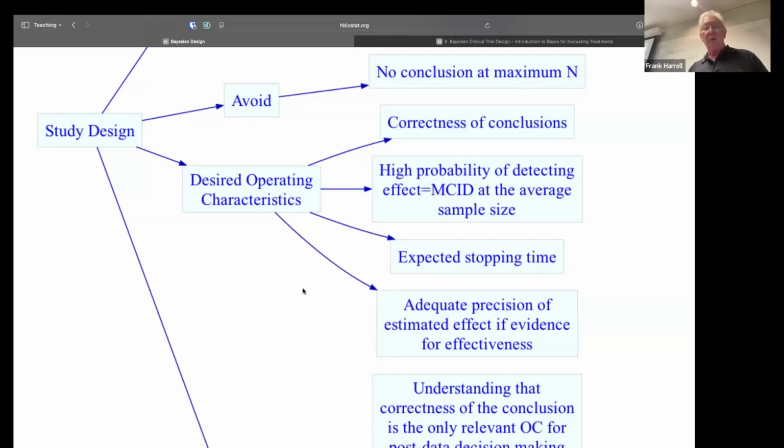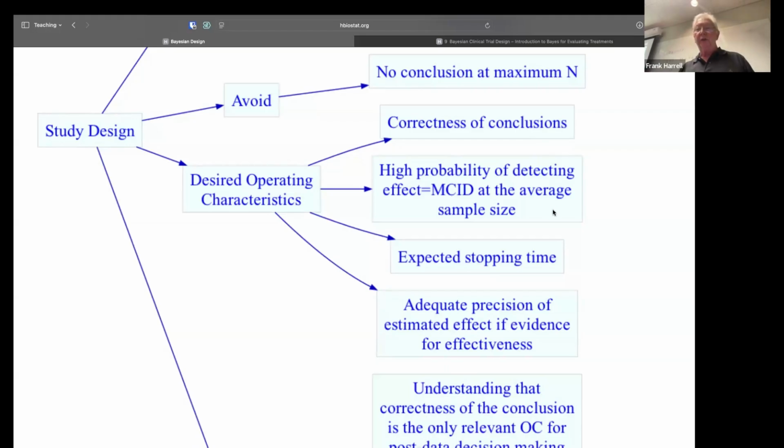And then we have to talk about what are the desired operating characteristics of a design. We've been given a certain way of thinking about alpha and beta. Those were never a good idea for the design. Beta maybe is more okay than alpha, but the real operating characteristic that we need to care about is the correctness of the conclusions. That's very basic, very direct. What do we mean by correctness? What I'm talking about is the accuracy of the conclusion, or the probability that your conclusion is the right conclusion.